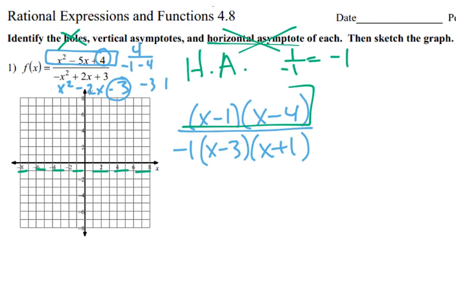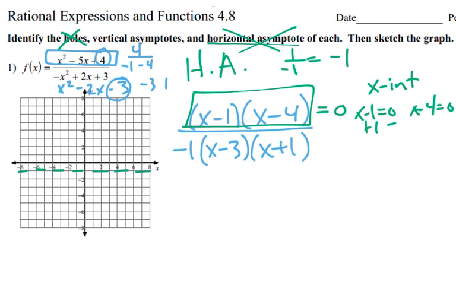So then we take the top two, set them equal to 0. That's going to give us our x intercepts. So x minus 1 equals 0, x minus 4 equals 0. So we're basically going to have to add them. So we get x equals 1 and 4. So at 1 and at 4 we have x intercepts.